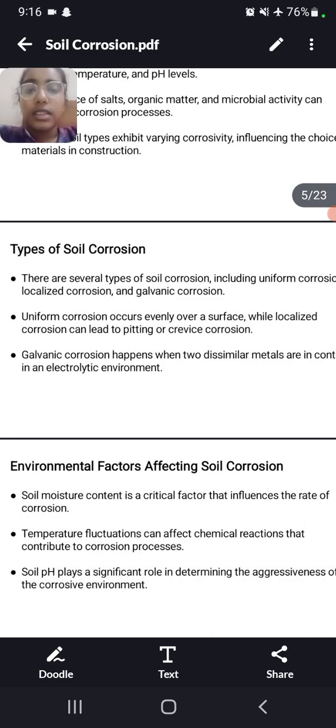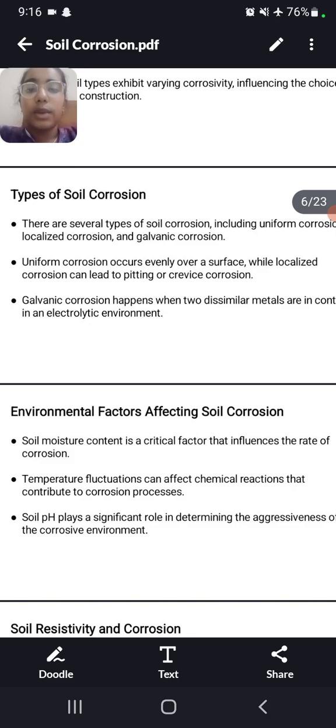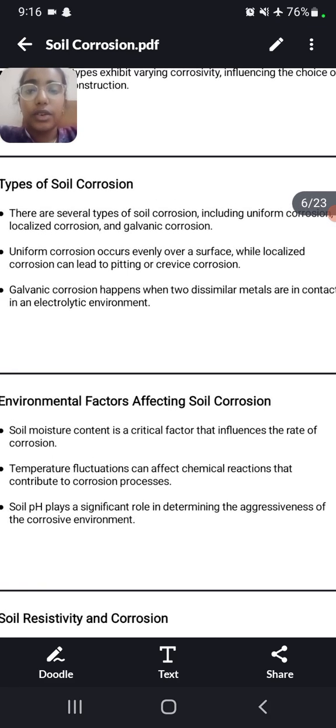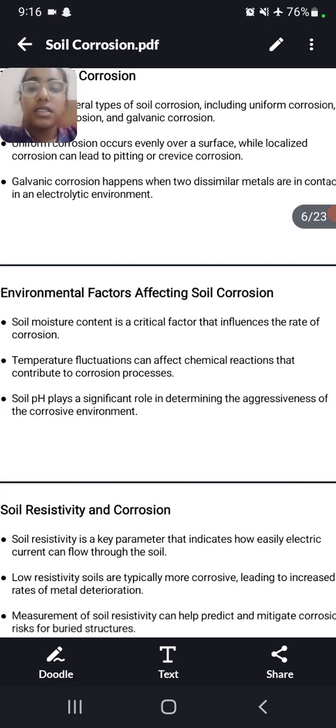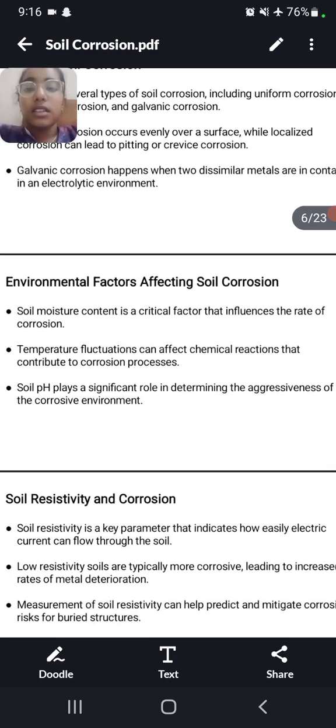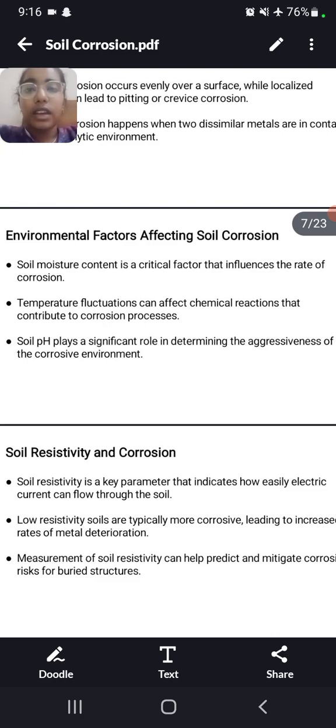Uniform corrosion occurs evenly over a surface, while localized corrosion can lead to pitting or serious corrosion. Galvanic corrosion happens when two dissimilar metals are in contact in an electrolytic environment. Environmental factors affecting soil corrosion. Soil moisture content is a critical factor that influences the rate of soil corrosion. Next, temperature fluctuations can affect chemical reactions that contribute to corrosion processes. Soil pH plays a significant role in determining the aggressiveness of the corrosion environment.